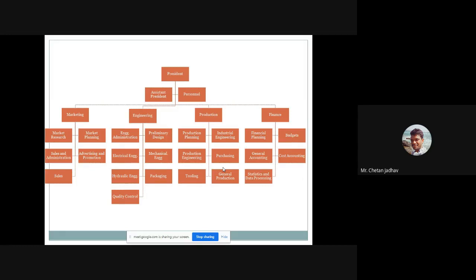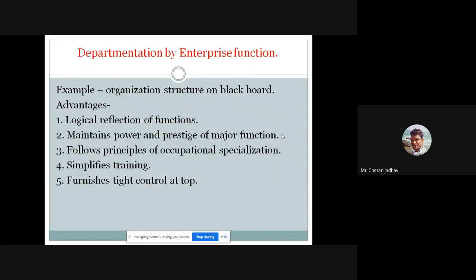Okay, so in this way they are going to divide the organization into n number of departments in their respective processes. Engineering means whatever engineering work comes under this department only, then production, and then finance. So this type of division, meaning departmentation, will be carried out in enterprise functions only. Okay, understood. So what are the examples and what are the advantages of this enterprise function? We will take one example regarding the organization structure.